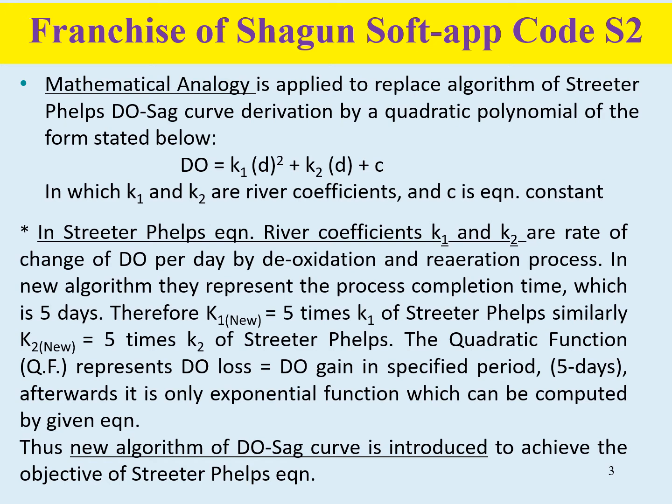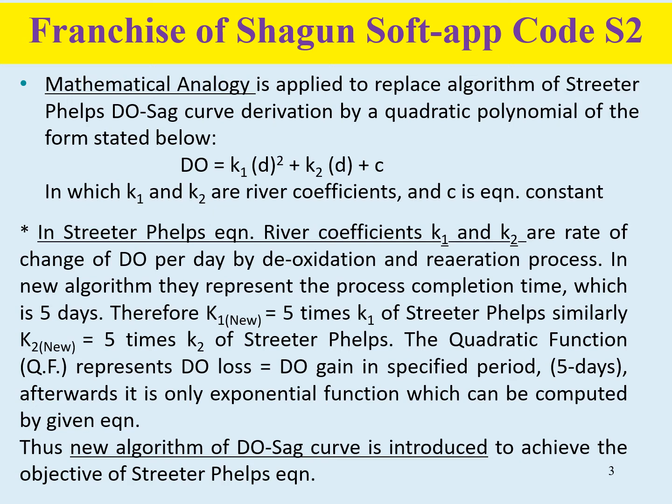In Streeter-Phelps equation, river coefficients K1 and K2 are rate of change of DO per day by deoxidation and re-aeration process. In the new algorithm, they represent the process completion time, which is 5 days. Therefore, K1 new is equal to 5 times K1 of Streeter-Phelps. Similarly, K2 new is equal to 5 times K2 of Streeter-Phelps.